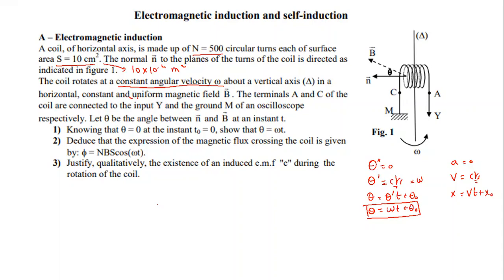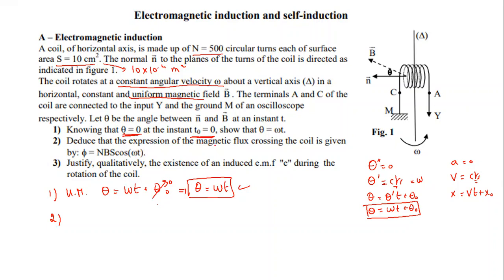Now it's all placed in a constant and uniform magnetic field B, where the terminals A and C are connected to the input of Y and M of the oscilloscope. So the question, part 1: let theta be the angle between N and B. Knowing that theta equals 0 at t equal to 0, show that theta equal omega t. As we said, in a uniform rotational motion, I have theta equal omega t plus theta 0. But at t equals 0, it's given that theta equals 0, which means theta initial is equal to 0. This means that theta equal omega t, then it's verified.